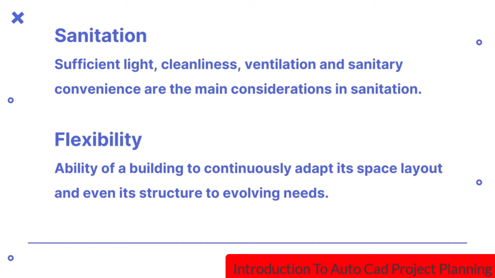Three or four roomed houses should be designed with special regard to this flexibility. Furniture like sofa cum beds easily help in achieving this. The most important requirement in planning is to provide independent access to sanitary units from all rooms. In short, flexibility is the ability of a building to continuously adapt its space layout and even its structure to evolving needs.